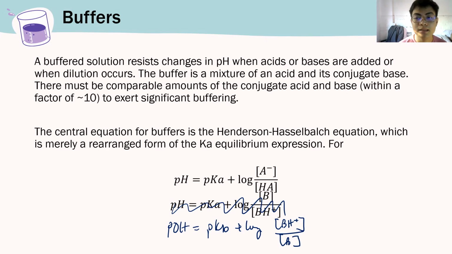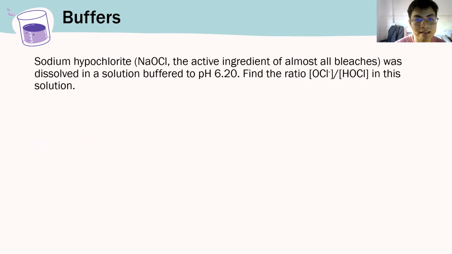Let's go back to some of the basic equations that we need to apply. For example, this one: sodium hypochlorite, NaOCl, the active ingredient of almost all bleaches, was dissolved in a solution buffered to pH 6.2. What is the ratio of OCl- to HOCl in this solution?